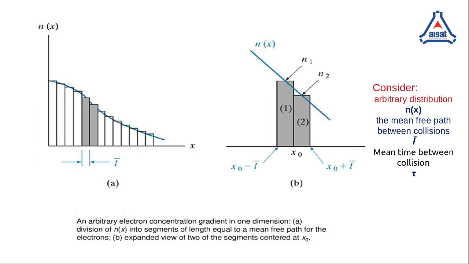And we are dividing the area under the curve into different segments. Each segment will have a distance L bar, which is also known as the mean free path between collision, which means the distance the carrier has to move before it collides with other particles in the semiconductor. So the mean free path is taken as L bar. And the mean time between collision is tau.